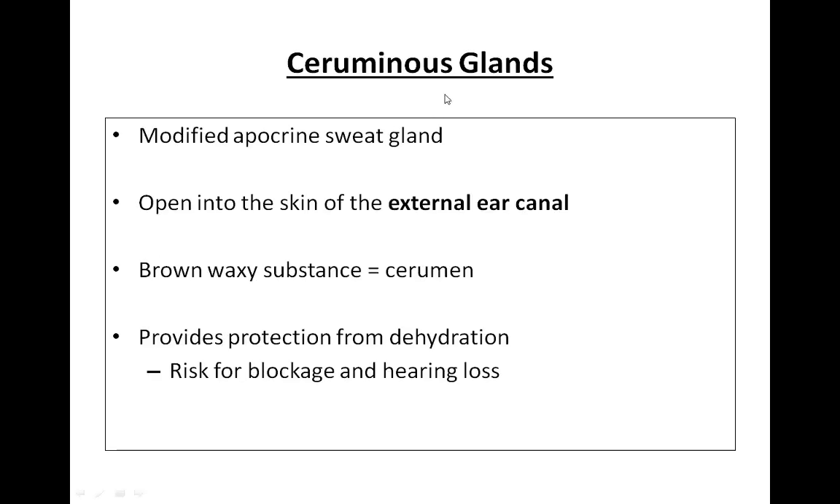Then ceruminous glands. Where do you get these? These are the modified type of sweat gland, modified apocrine sweat glands, which are mostly found in the external ear canal. They produce a secretion called cerumen, and this cerumen prevents foreign bodies from entering the deeper part of the external ear.